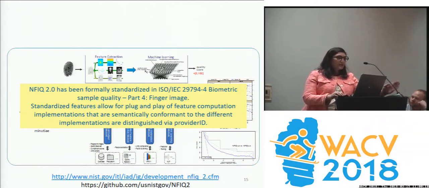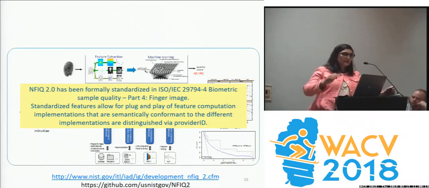Again, this is machine learning. This time, instead of the neural net, we use a random forest, and instead of 5 classes, it's on a scale of 0 to 100.